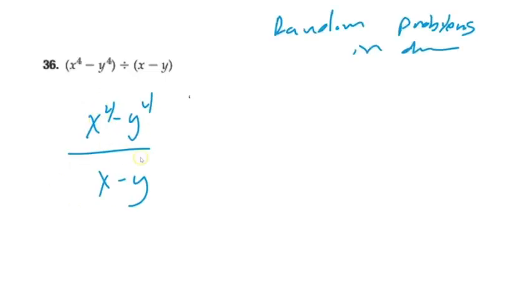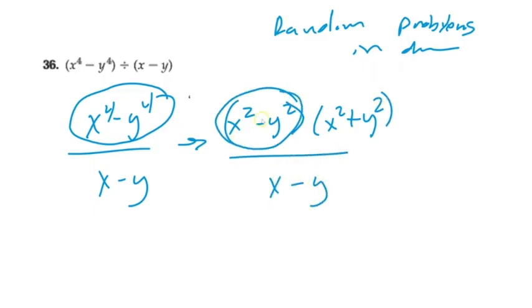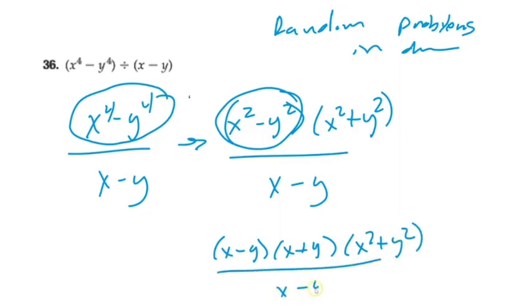The best way to do this one is actually by factoring. I could factor this top. It's the difference of 2 squares. That's going to be x squared minus y squared, x squared plus y squared, all over x minus y. I could factor this because it's still a minus. I can't do the plus. Plus is stuck. But that breaks down to x minus y, x plus y, times x squared plus y squared, all over x minus y. And then here the x minus y's cancel out, and I'm going to select my answer. x plus y, x squared plus y squared.